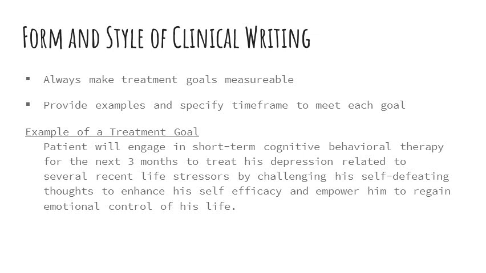Patient will engage in short-term cognitive behavioral therapy for the next 3 months to treat his depression related to several recent life stressors by challenging his self-defeating thoughts to enhance his self-efficacy and empower him to regain emotional control of his life. So in this example, we have a treatment goal that is measurable. We have an estimated time frame over the next 3 months. We know that the goal is to treat his depression, and we have specific examples of how his treatment will be measured through challenging his self-defeating thoughts, using cognitive behavioral therapy to help empower him to regain control of his life.